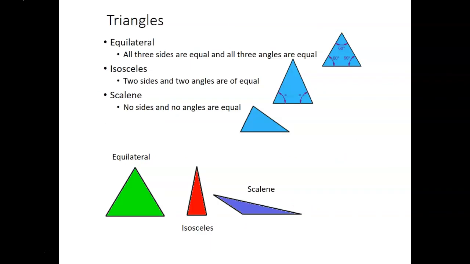So let's move on to 3-sided figures. So triangles, of course. An equilateral triangle: all sides and all angles are equal. If all angles are equal, remember all triangles have to add up to 180 degrees. So if it's an equilateral, every angle will be 60 degrees because 3 times 60 equals 180. An isosceles triangle, 2 sides and 2 angles are equal. A scalene, no sides and no angles are equal. And here's some in color that we can look at.